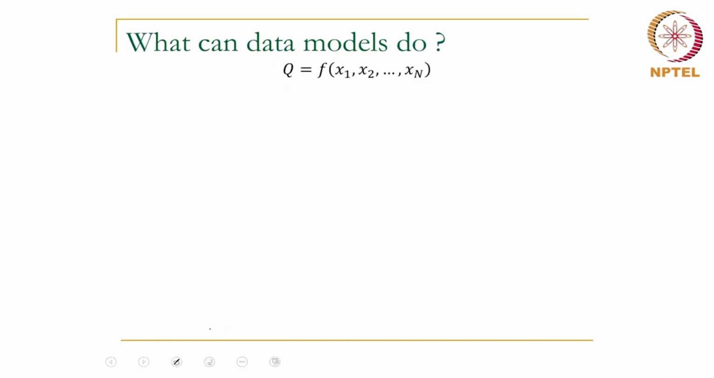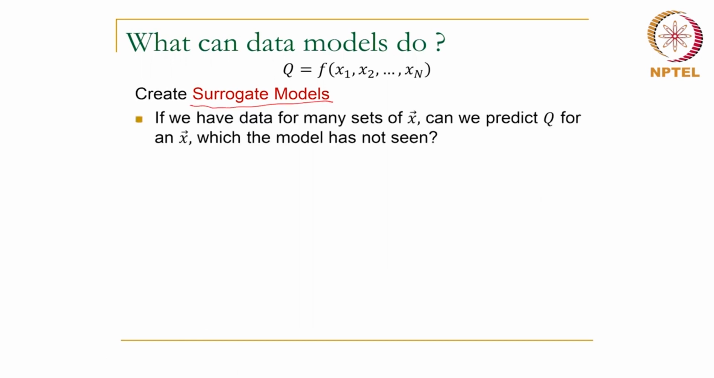Now, what all can data models do? This term is an important term. I'll be using this several times in this course. You can create surrogate models. A surrogate model is an approximate model, in the sense that instead of giving the full scale physics-based model solving the differential equation, I give an approximate model that more or less does as well as that, but it is cheap to compute.